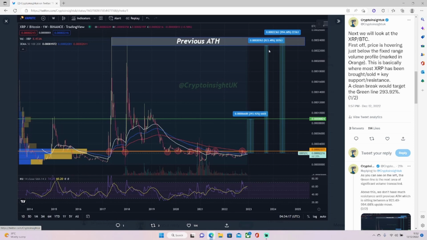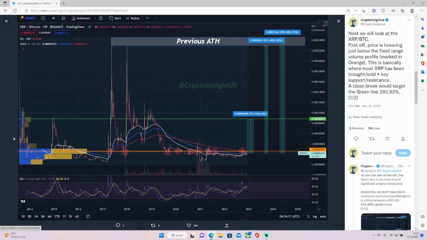If we can break above that, we're looking up towards previous all-time highs, because as you can see, there's not much going on on the left-hand side here, so not much transacted between this level and the previous all-time highs. So I think it's very likely we could see that if we can get a clean break above this level here. So yeah, go and check that out.